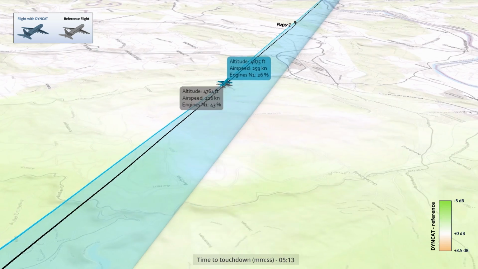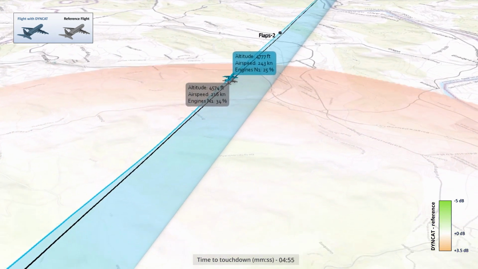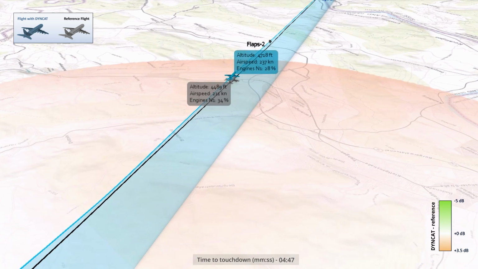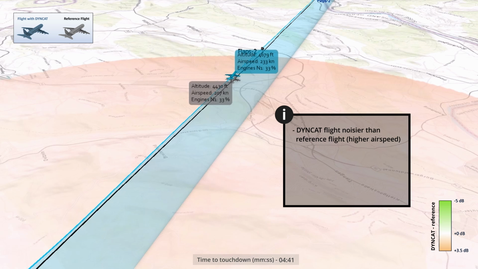Noise differences can now no longer be explained by different flight altitudes, but by different flight speeds, engine thrust, and configuration settings. At this point, the DYNCAT flight produces more noise than the reference flight, mainly due to the increased airspeed. In this case, it does not mean that DYNCAT is not working or is set incorrectly for this flight segment, but that more attention is being paid to fuel savings, resulting in an increased flight speed. This reveals a trade-off between fuel consumption and noise reduction.